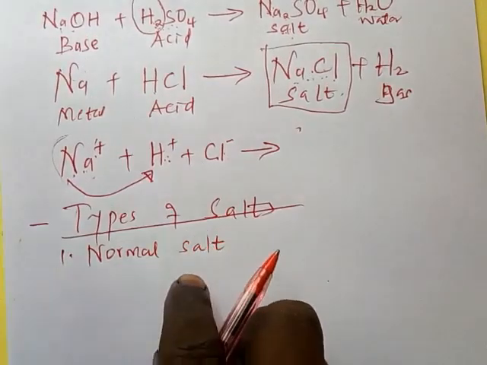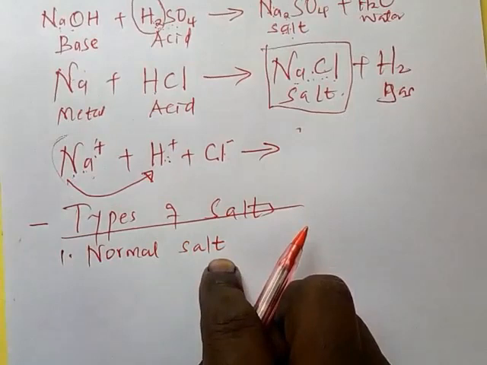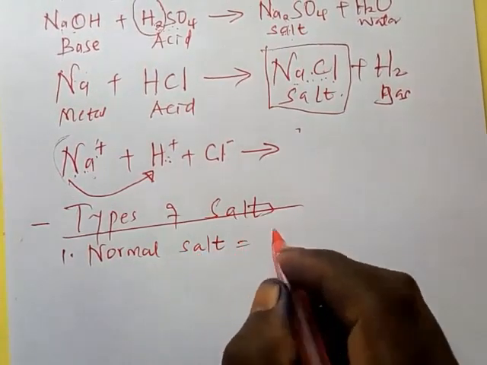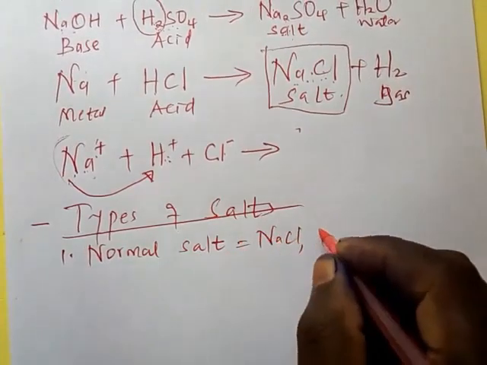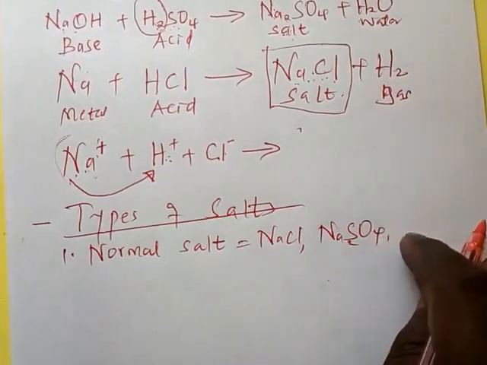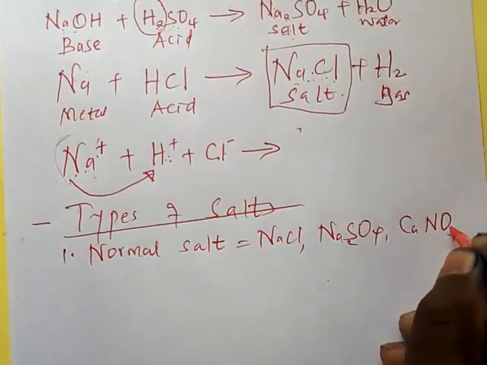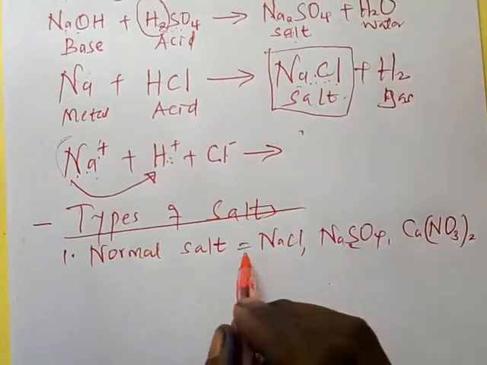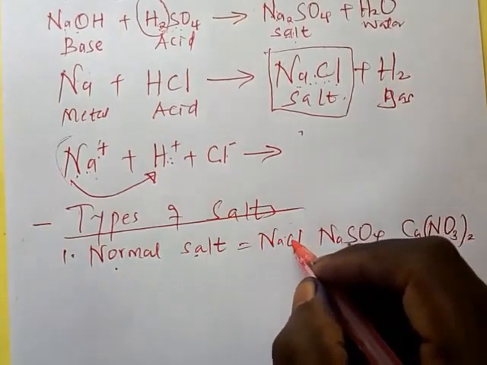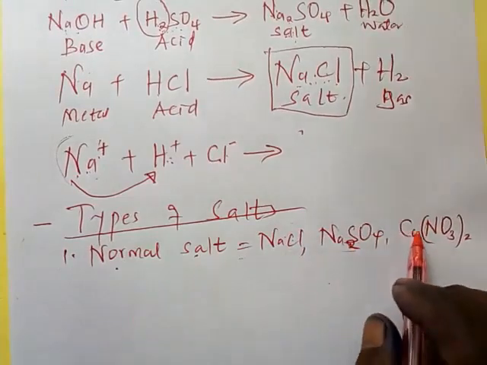A normal salt is a salt which does not contain any replaceable hydrogen in it. Salts such as sodium chloride, sodium sulfate, calcium nitrate, all of these are called normal salts because they do not contain replaceable hydrogen in them.